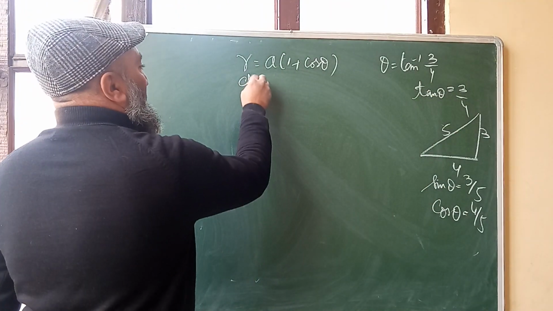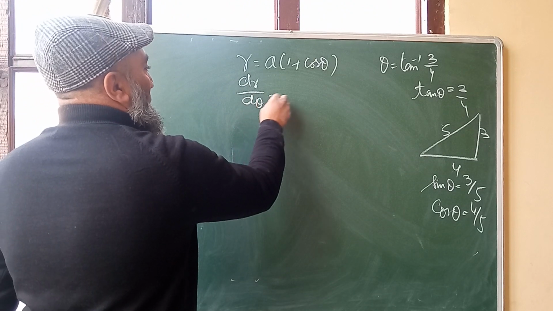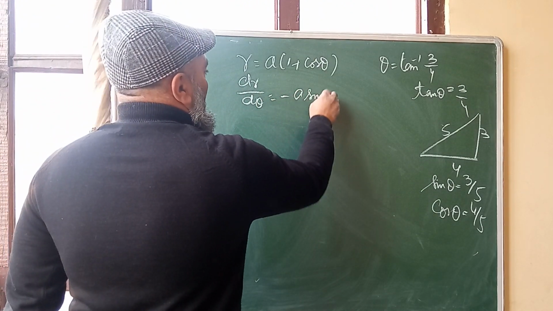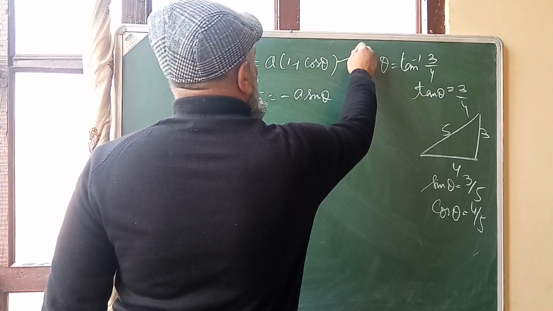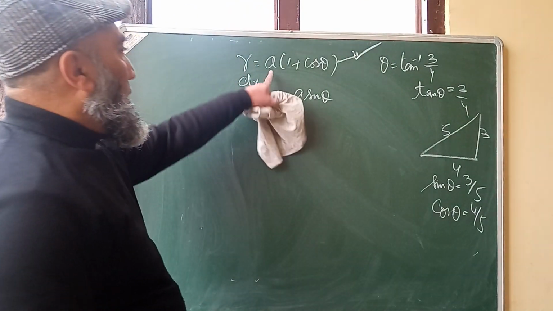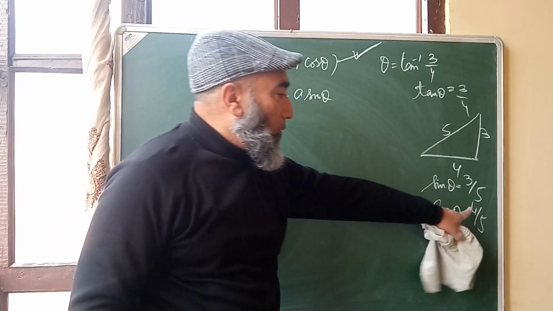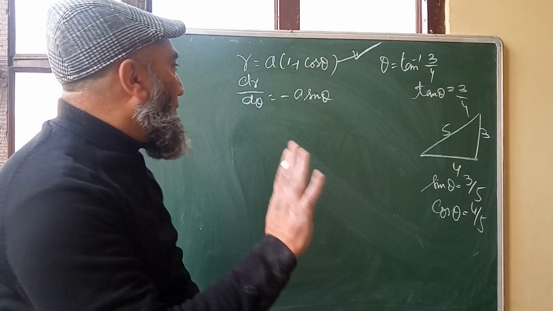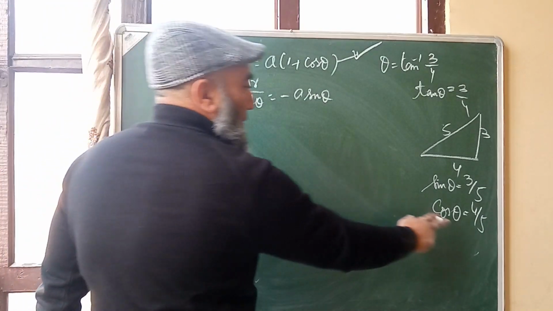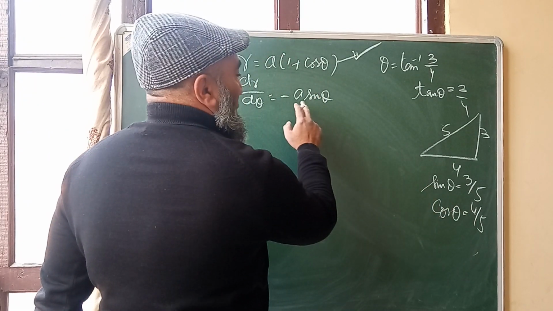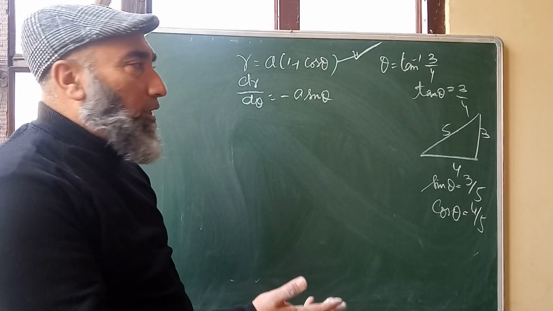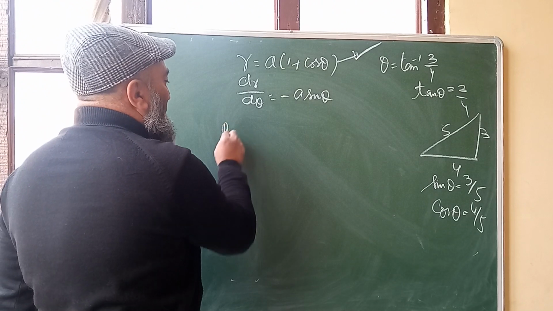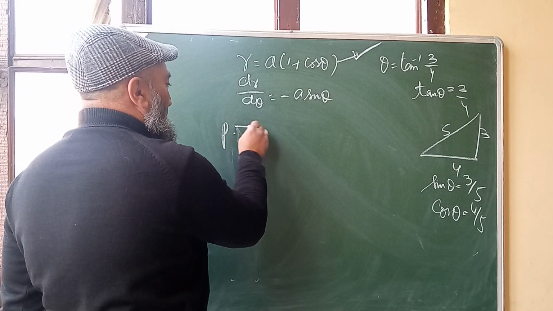You have dr by d theta. What is dr by d theta? Minus a sine theta. So you can find r. Fine. See, you have cos. What is cos? 4 by 5. 1 plus 4 by 5, so 9a by 5. Okay, you know the length. Dr by d theta is minus a sine, so minus 3a by 5. You know both these things. For example, let me find polar tangent.